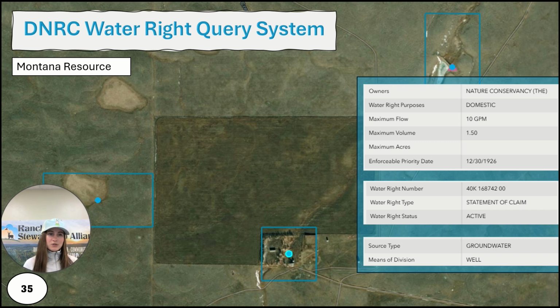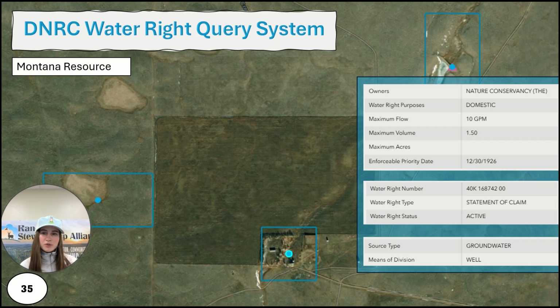The next resource that I want to talk about is the DNRC's Water Right Query System. The Montana Department of Natural Resource Conservation Service, or the DNRC, has a public portal for searching and accessing detailed information about the state's water rights. This online portal allows you to navigate through the map interface and find water right numbers, owners, locations, and documents.